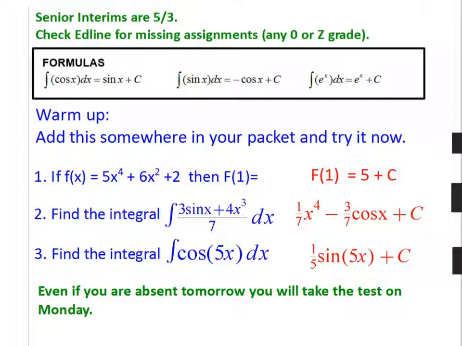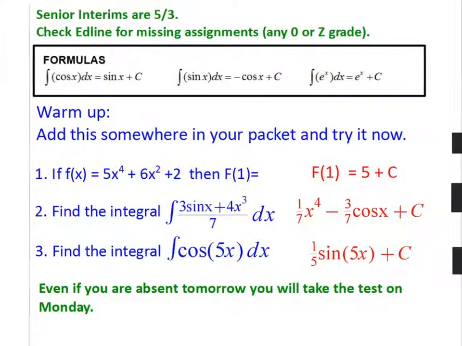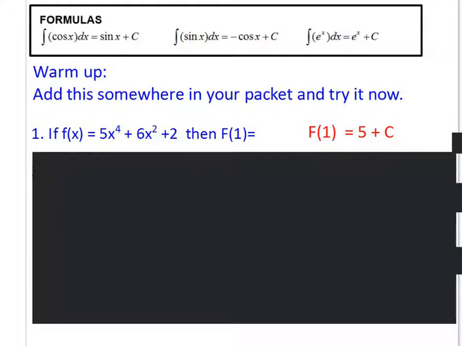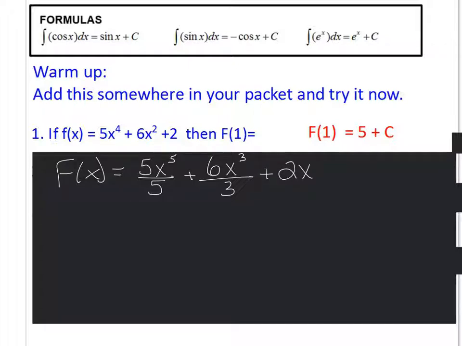Okay, so here are the 3 different answers. So let's start with number 1. The capital F means antiderivative. So to find the antiderivative, we're going to do the power rule. Bring down the coefficient, add 1 to the exponent divided by the new exponent. The constant becomes 2x, and then we have plus c.